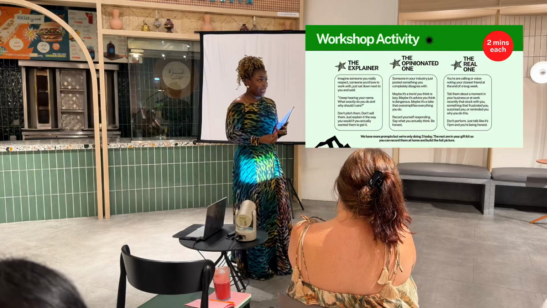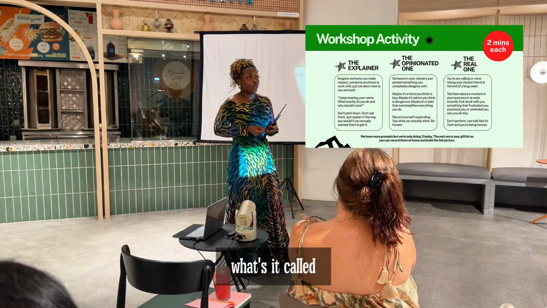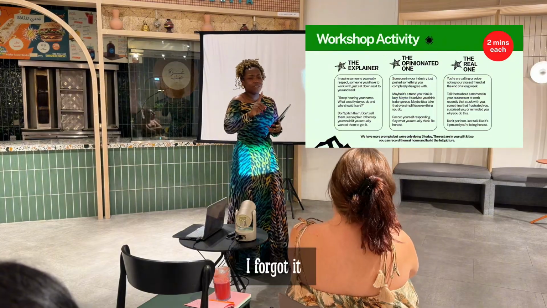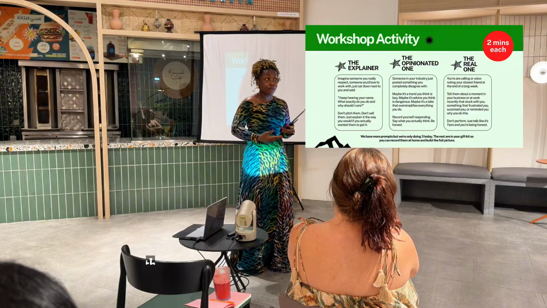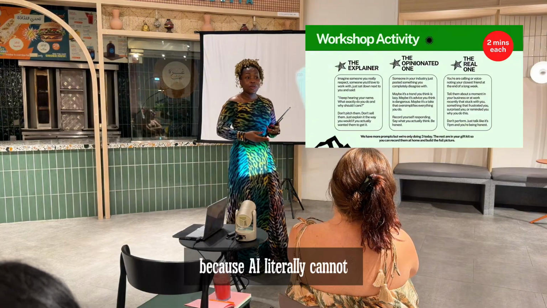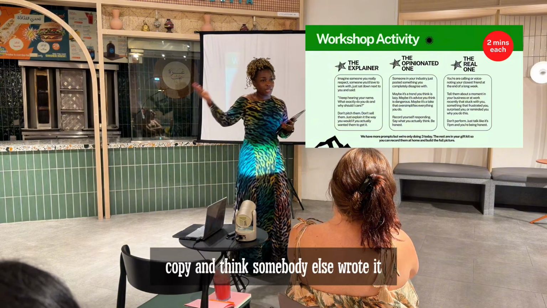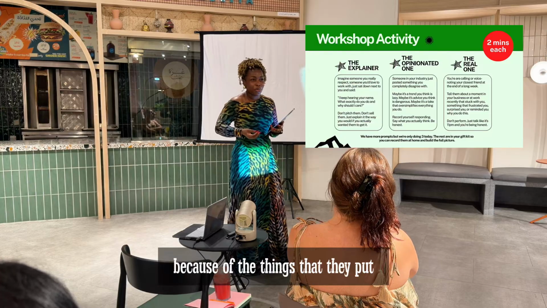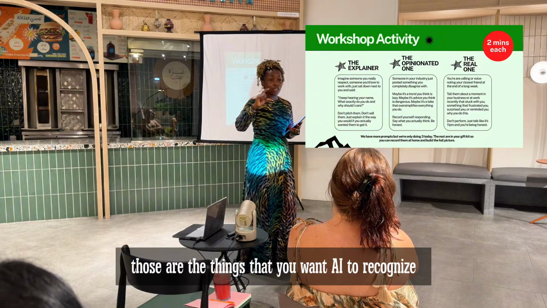Literally, the better. It's the people who have notes or weird voice notes, what's it called? There's a word for it, I forgot it. But those people who just record weirdly, those people actually have good context to give AI. Because with that kind of person, you can't copy it and think somebody else wrote it. It's almost impossible, because of the little things that make them them. Those are the things that you want AI to recognize.